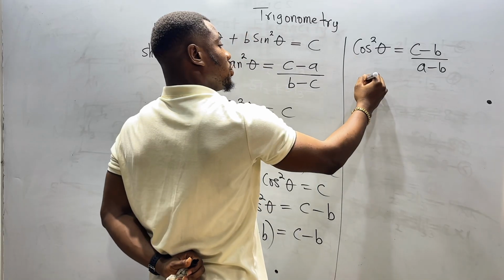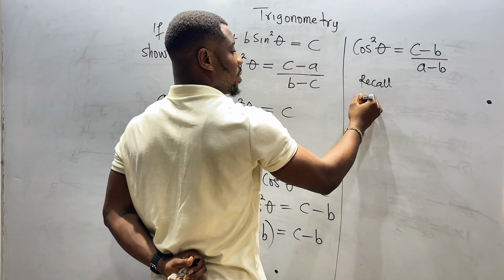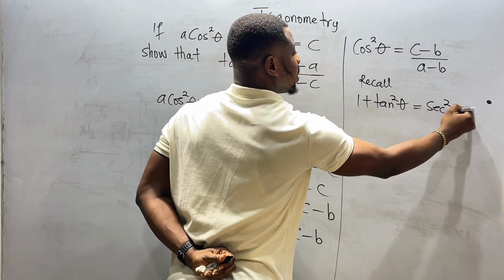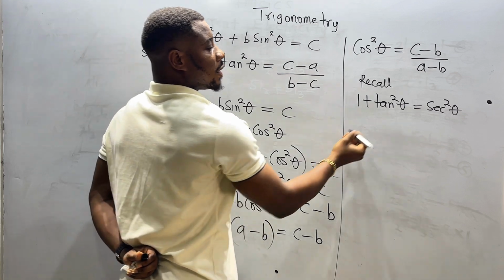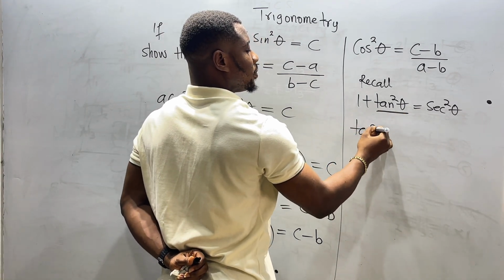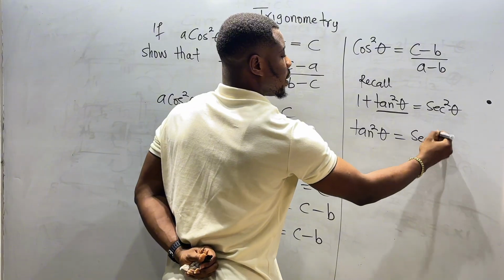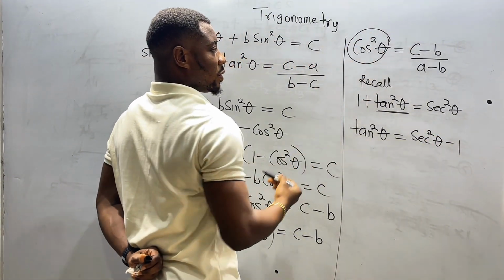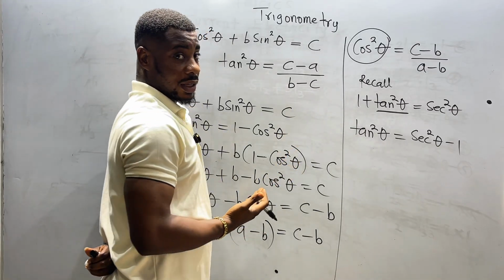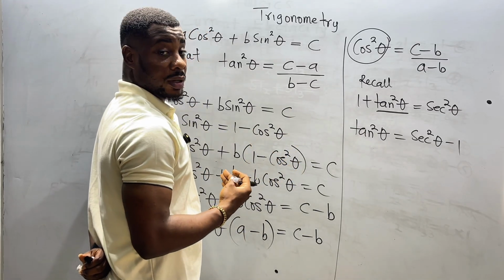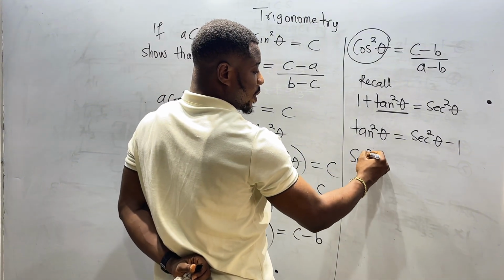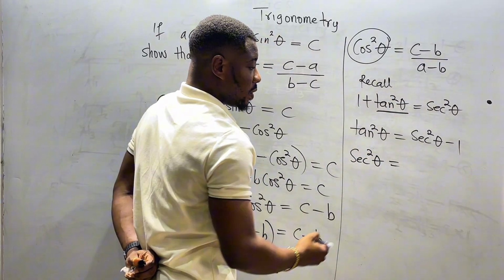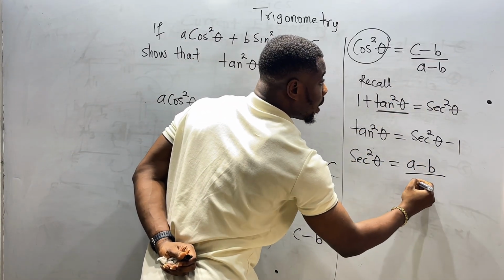I'll also remember that there's a trig rule I have to recall at this point: 1 plus tan squared theta is equal to sec squared theta. So tan squared theta is going to be equal to sec squared theta minus 1. Now, how do I obtain sec squared from cos squared? The inverse of cos is sec, so the inverse of cos squared is sec squared. So sec squared theta would be the inverse of this, which is a minus b over c minus b.